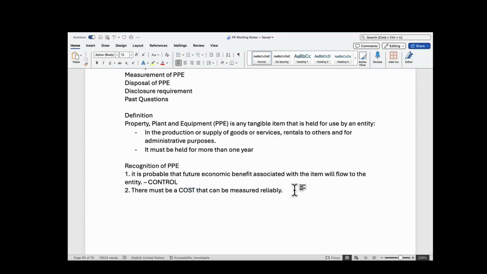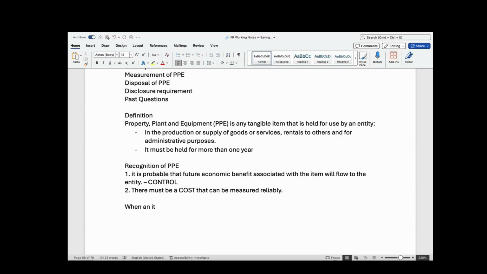And having a cost, I'm sure you know that it does not necessarily mean that you have to acquire the item. They can gift it to you. Cost can simply be the price in the market, right? You would understand all those details as we progress in our study. Now, when an item meets this recognition criteria, then you can go ahead and recognize it in your books.